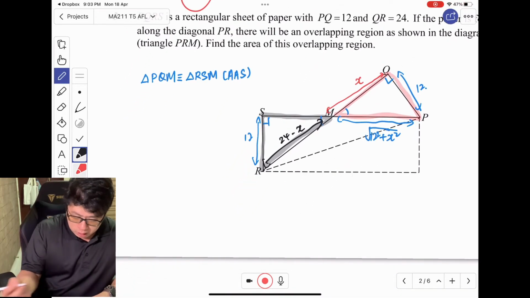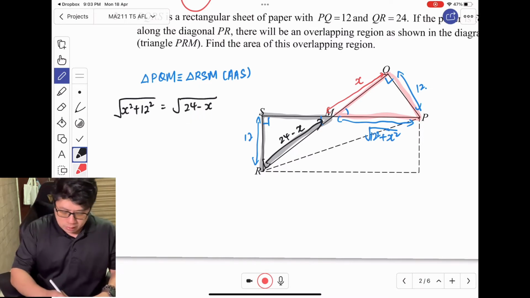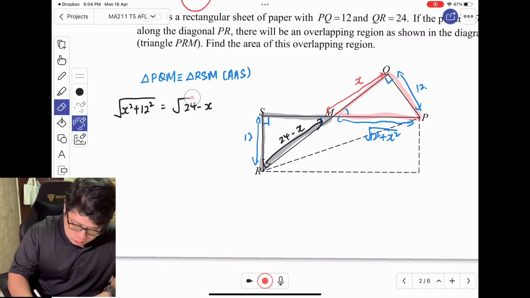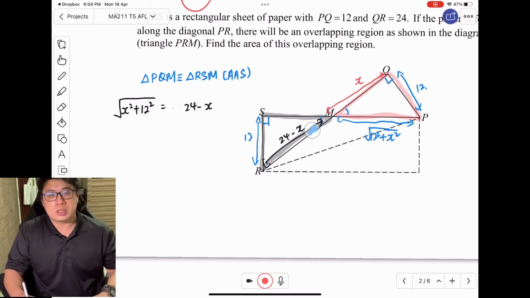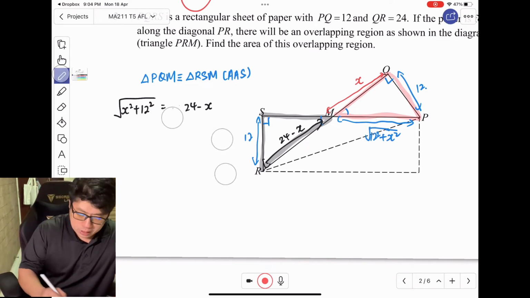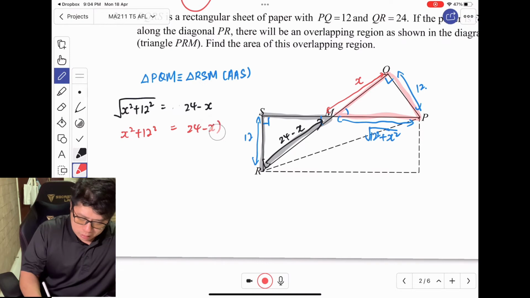Now, using QM equals X, if we have the square root of X squared plus 12 squared, this is the same as 24 minus X. Oh sorry, there's no square root sign on the right, it's just this. Okay, this is equal to this because of the congruency of both triangles. Both hypotenuses are equal. Right, so from here, square both sides. I have X squared plus 12 squared. That gives you (24 minus X) squared.